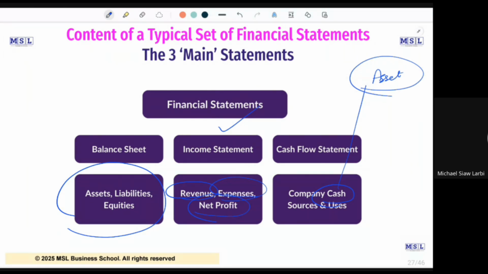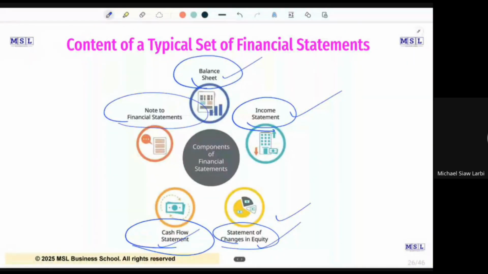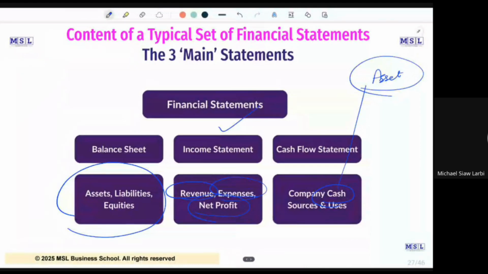That's all. Every cash flow statement takes the cash the company has and explains how the cash came in and how the cash went out. For a beginner, these are the three main statements: balance sheet, income statement, cash flow. Like I said, we have changes in equity and we have notes, but we'll come to that. Your focus should be on these three main ones.